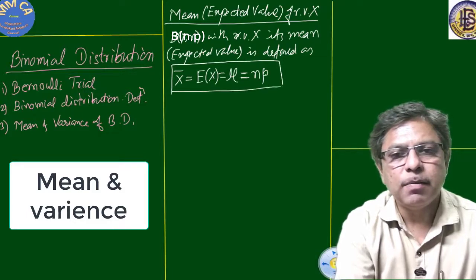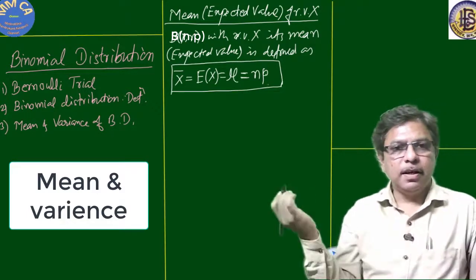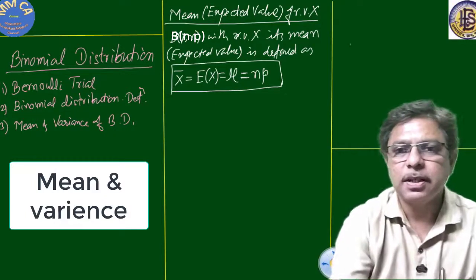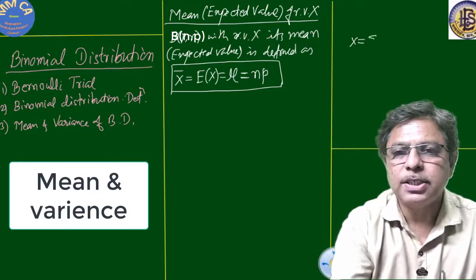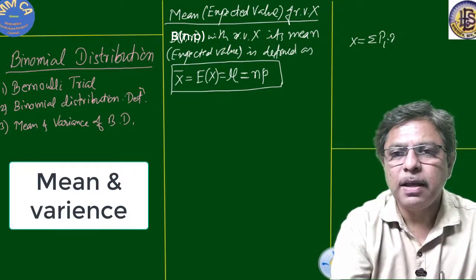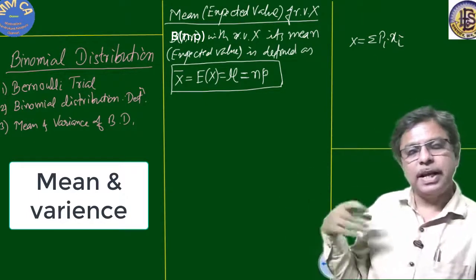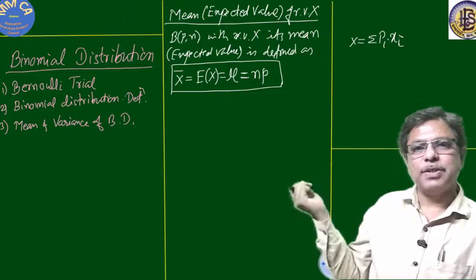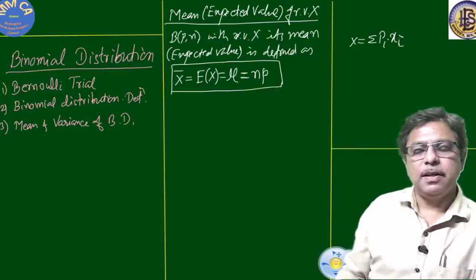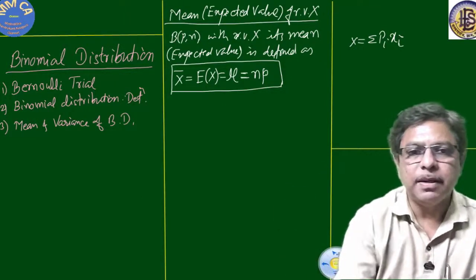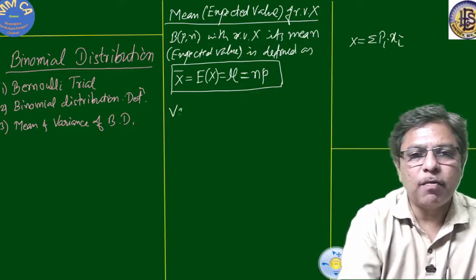In the previous topic we have seen x bar as summation pi into xi, but this formula is simpler than the previous one, it is n into p. This is for mean. And the second formula is for variance.